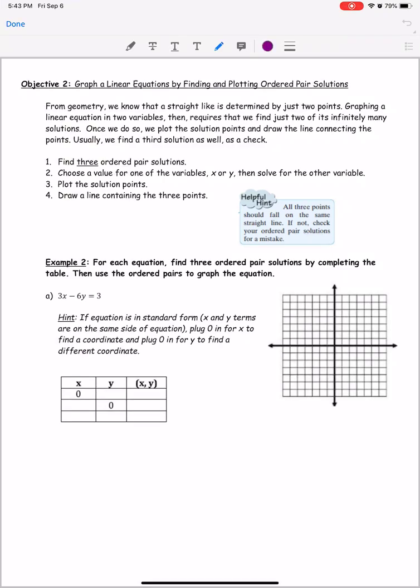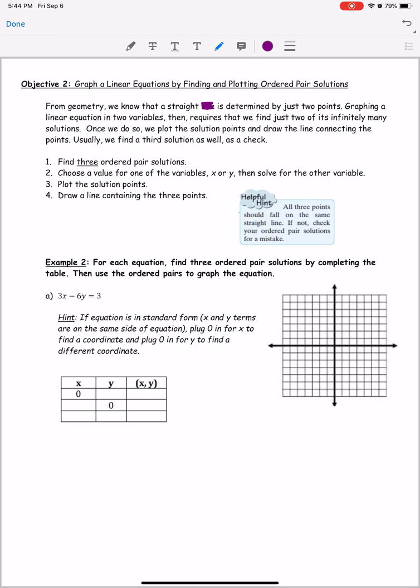Big part of this, the middle three pages, is actually graphing a straight line, a linear equation. So it says, from geometry, we know that a straight line is determined by just two points. Graphing a linear equation in two variables then requires that we find just two points of its infinitely many solutions. Once we do, we plot the solution points and draw a line connecting the points. We usually find a third solution as well as a check.